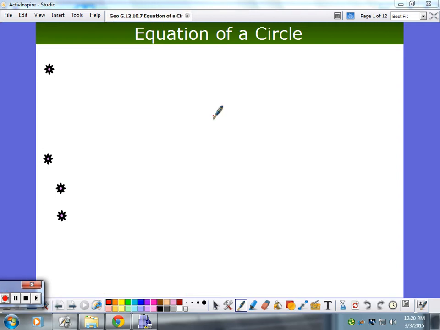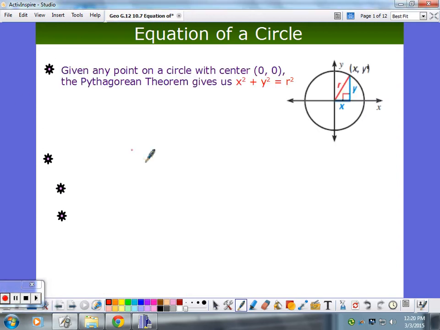So circle equations are kind of cool things. They're based on the Pythagorean theorem. I don't know if you had this last year. Last year, I know I mentioned this with my classes. You may not remember. A conic section, you know what a conic section is?